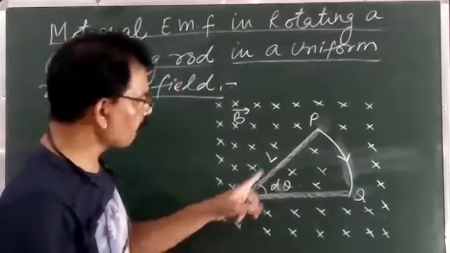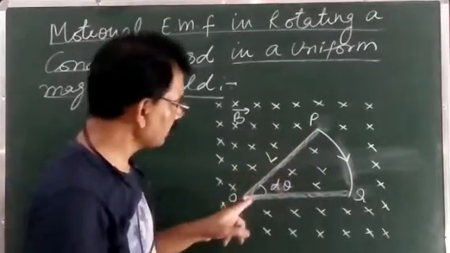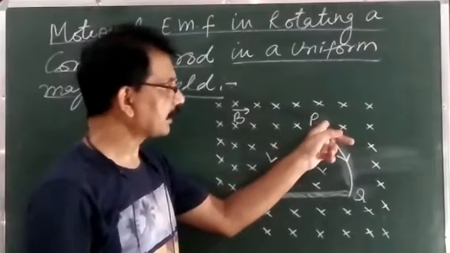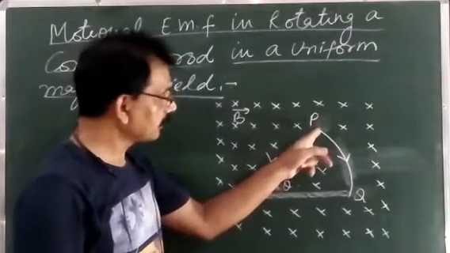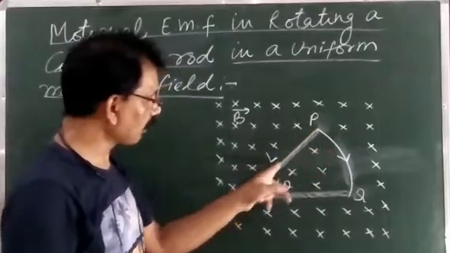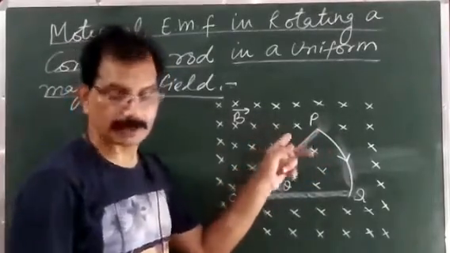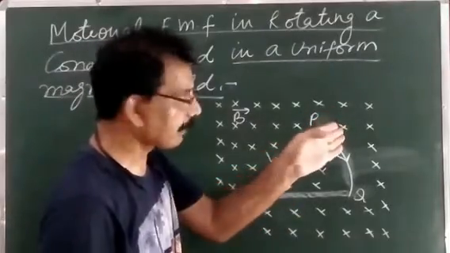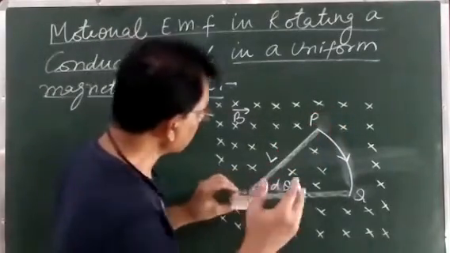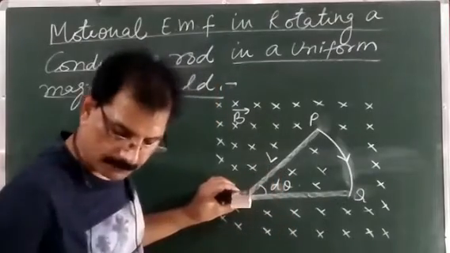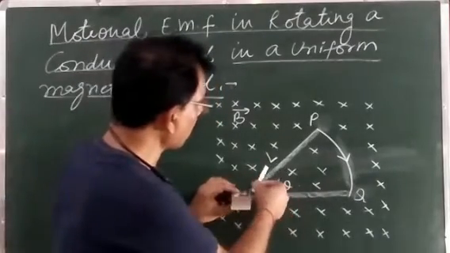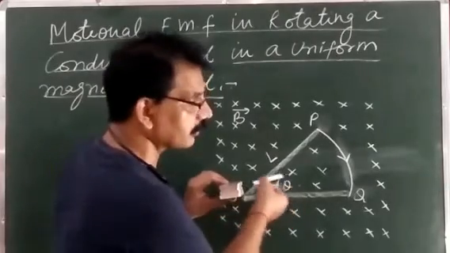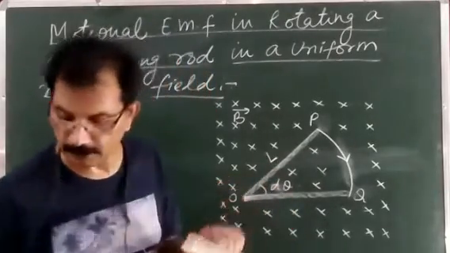Let OP be a conducting rod of length L rotating in a magnetic field, and in this case the rod is always perpendicular to the magnetic field. Suppose the magnetic field is perpendicular to the plane of paper, directed downward, and this is a rod which rotates. So always this magnetic field is perpendicular to the length of this conducting rod.